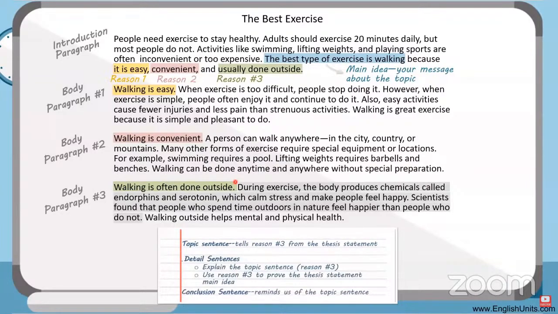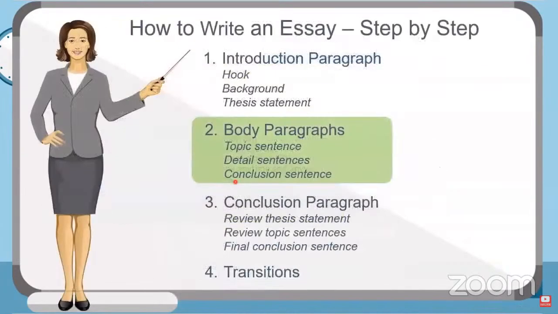The last sentence in body paragraph 3 is a conclusion sentence. This sentence reminds us of the topic sentence. Walking outside helps mental and physical health. Do you see how that sentence is similar to walking is often done outside? Again, we don't want to repeat the topic sentence exactly. We want a conclusion sentence that reminds us of it.